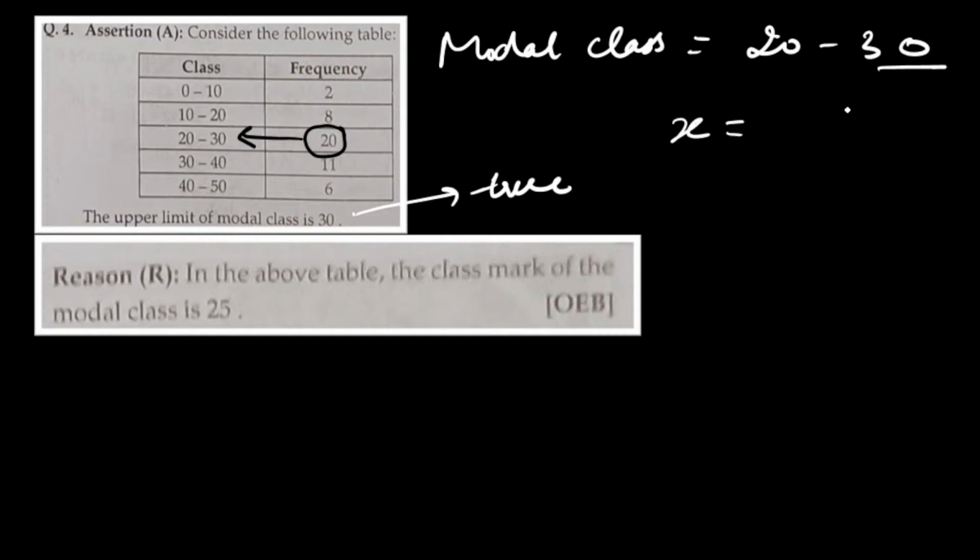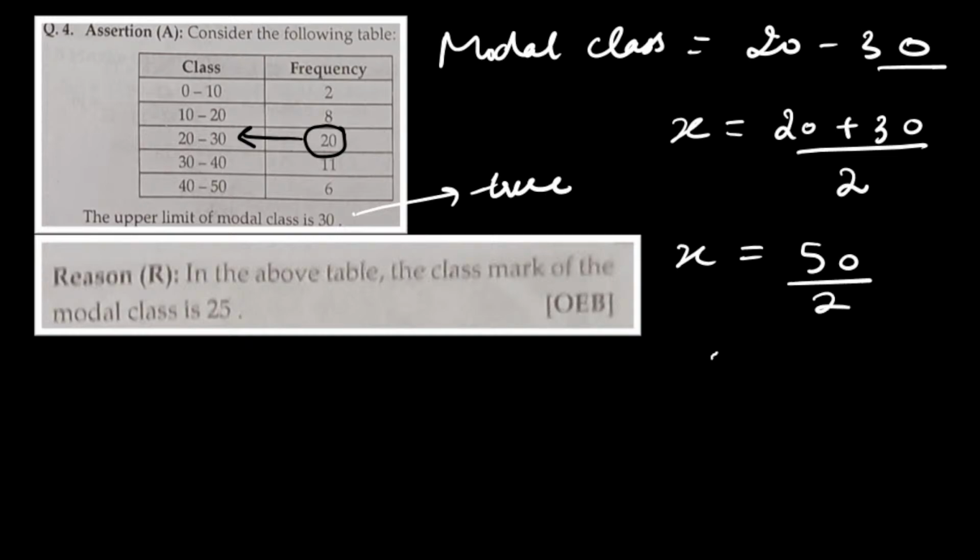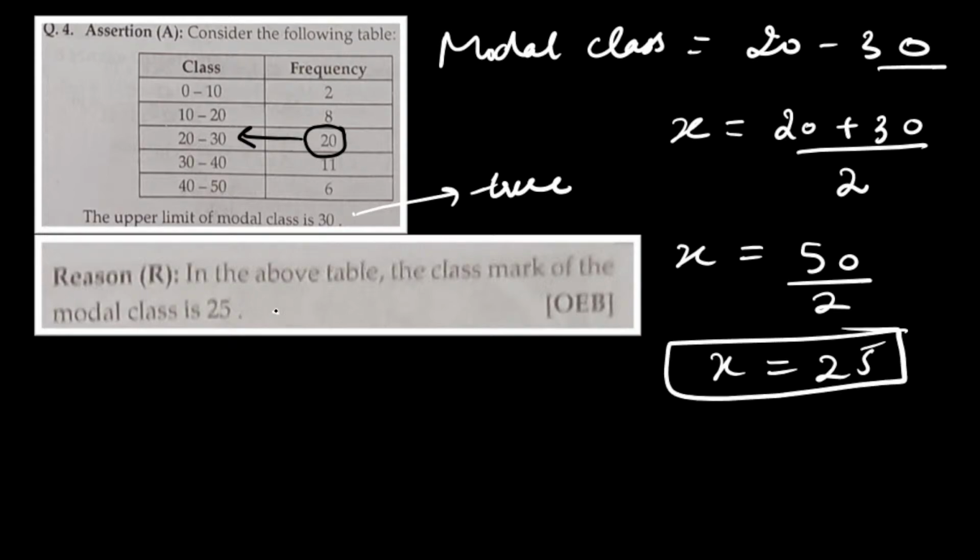Upper limit and lower limit you have to add. So 20 plus 30 divided by 2. So class mark, how to find? You have to add both the limits and divide it by 2. So 50 by 2. So x, which is class mark, is equal to 25. So that means this one is also true. A is true, R is also true. So which option is the correct one? Option C. Option C is correct. A is true, R is also true.